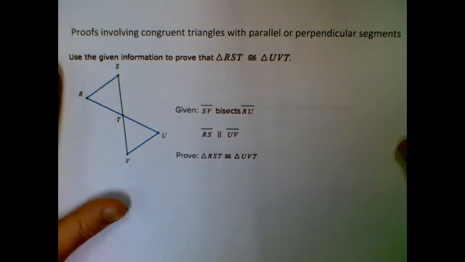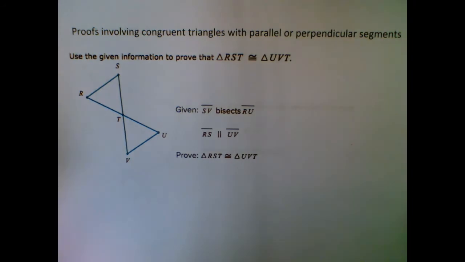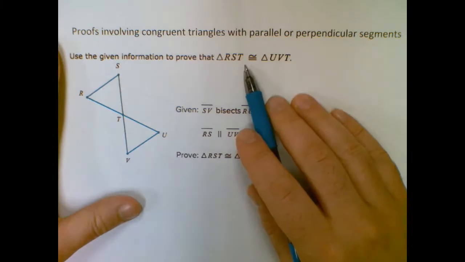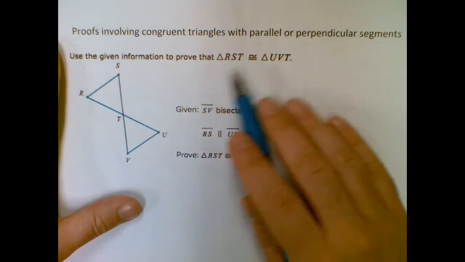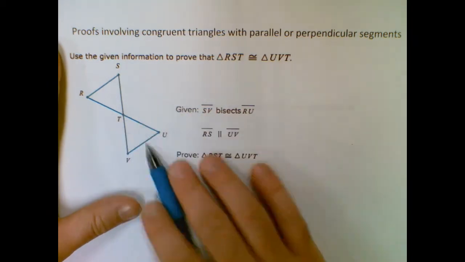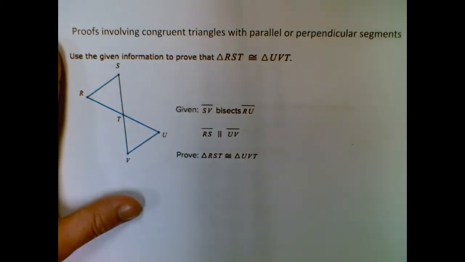Bowen. Today we're going to be looking at the ALEKS topic, proofs involving congruent triangles with parallel or perpendicular segments. So we're going to be pulling in a lot of the information we've already looked at to try and figure out what's going on here. So we're going to use this given information to prove that our two triangles here are congruent.